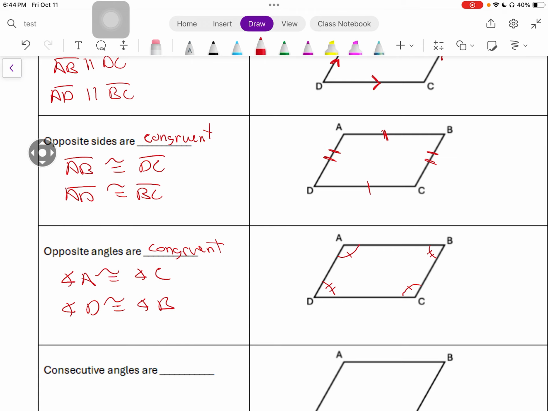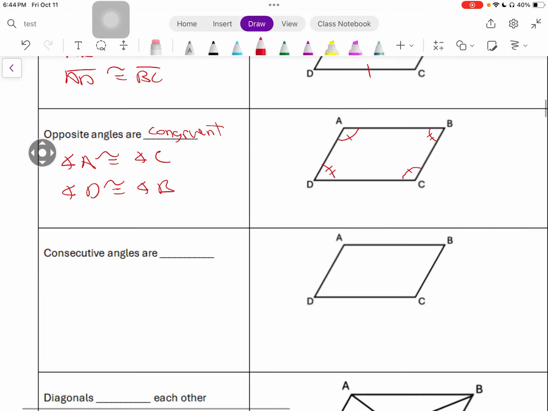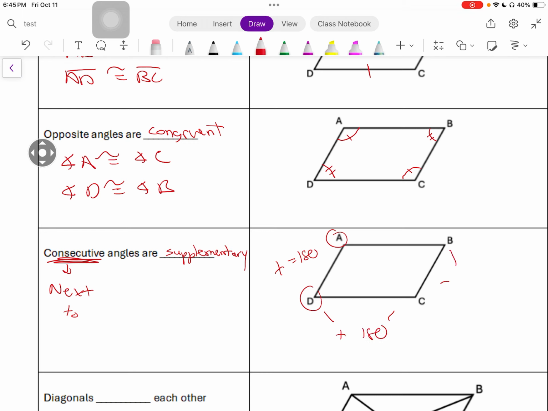All right, next one, consecutive angles are supplementary. Now, with this one, first we need to talk about what consecutive means when we talk about quadrilaterals. Consecutive for us is going to mean next to. So angle A plus angle D is going to equal 180. Angle D plus angle C will add to 180. C and B will add to 180, and A and B will add to 180. All right, so it's going to help us with certain questions. We may see one of those in the examples.